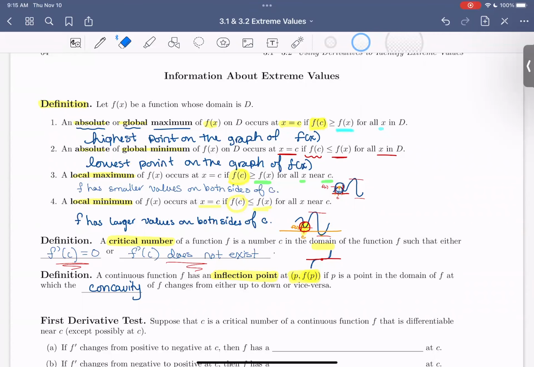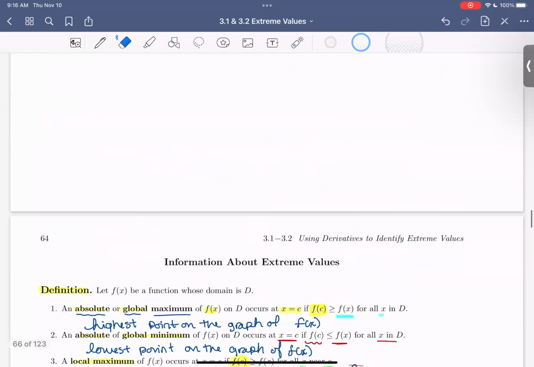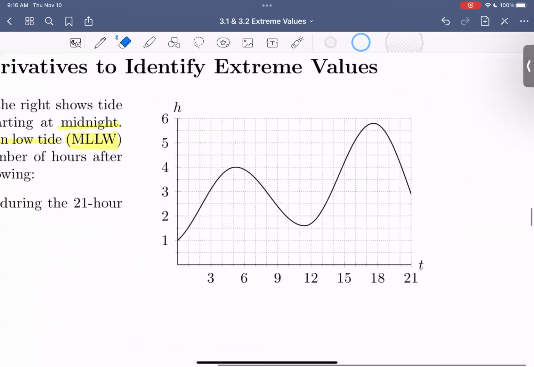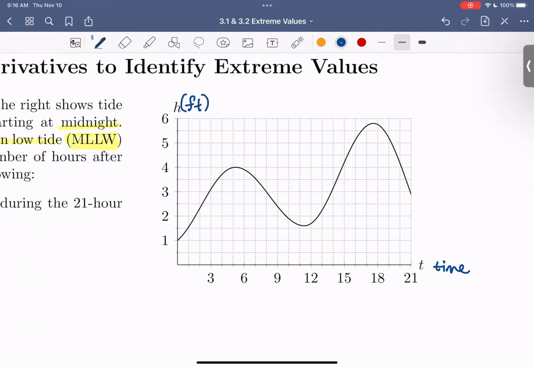All right, so now let's just take a quick moment to look at some of these definitions in action by re-looking at that preliminary example. So here's our graph in the preliminary example. And recall that in this graph, we're measuring time on the horizontal axis, and then the heights of a tide in feet on the vertical axis.